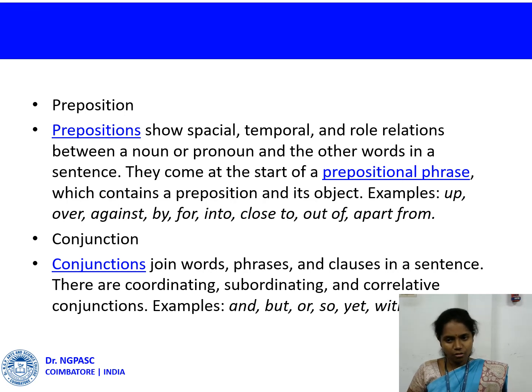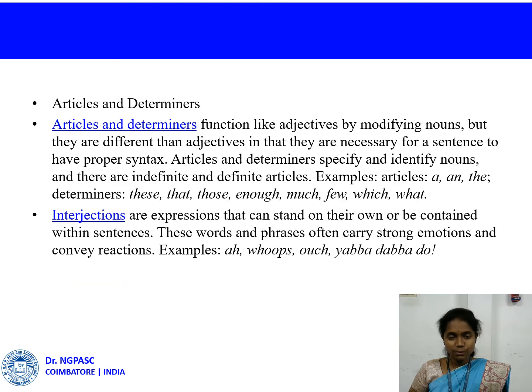And there's an acronym called FANBOYS. They stand for: for, and, nor, but, or, yet, so. You're not supposed to begin a sentence with any of the FANBOYS. That should be avoided. And please bear this in mind in order to avoid discrepancies or confusions in writing sentences. The next one, articles and determiners.